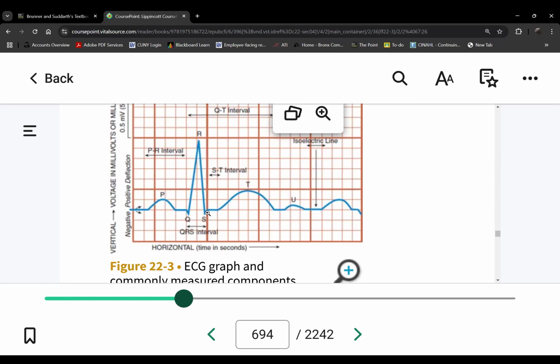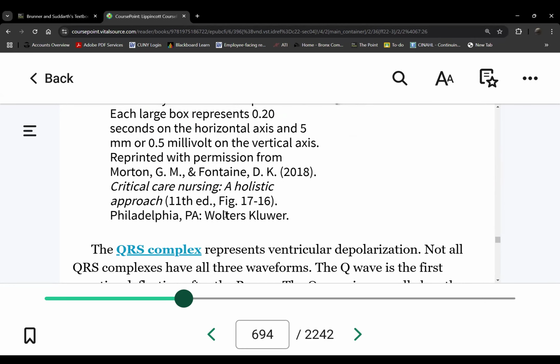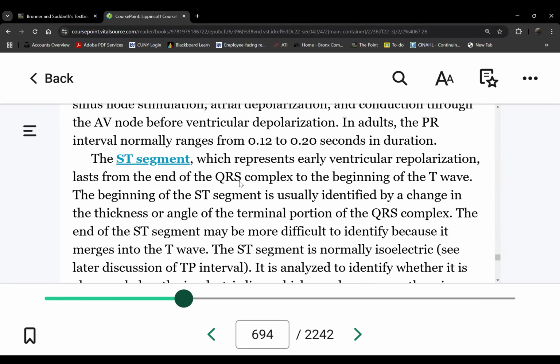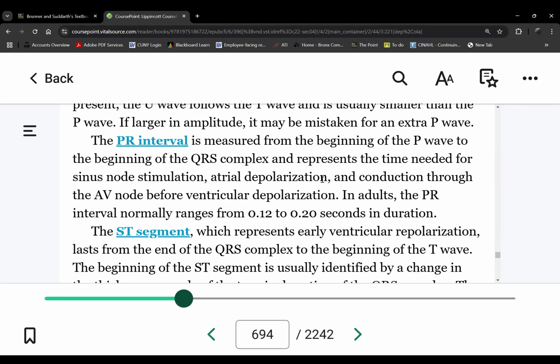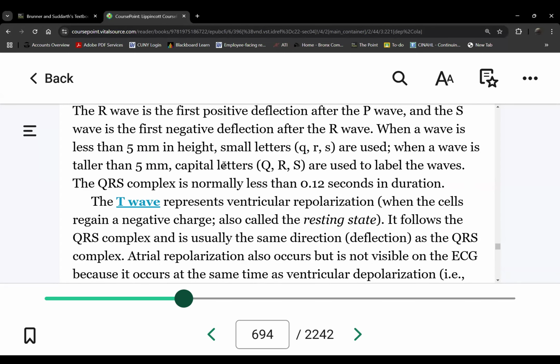Then again, we have the QRS complex, which should be less than 2 small boxes. And then the ST segment should be isoelectric, meaning there is no electrical impulse during the ST segment. Because what is the ST segment? I mean, the ST segment or ST interval represents again? The answer is here. It represents early ventricular repolarization, because what will represent the actual ventricular repolarization? The T wave. Right here, the T wave.